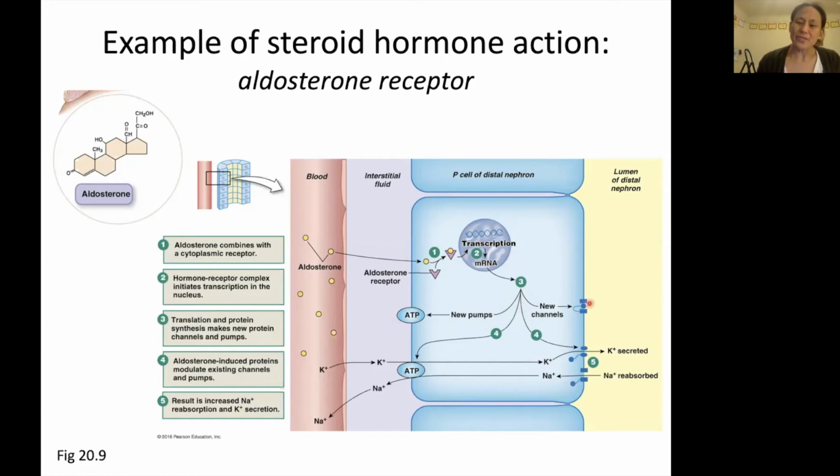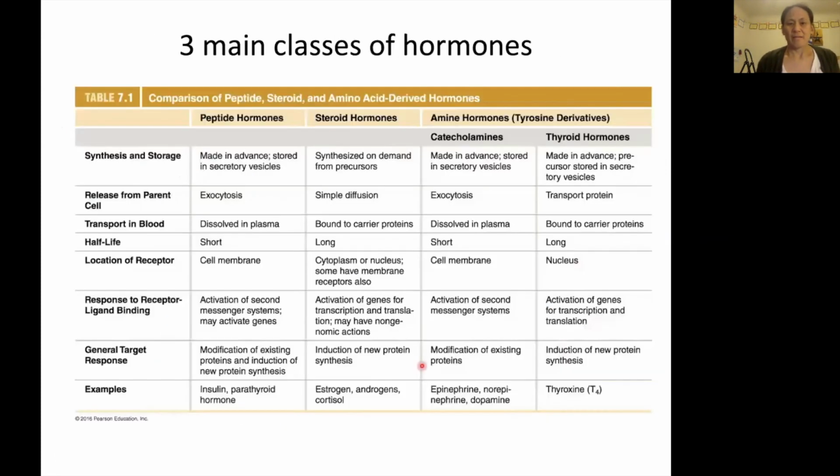Those new pumps and new channels are going to be inserted into the membrane of this cell, and that's going to have an effect on what ions are able to cross this cell. So in this example, I'm not going to go into the details, but because we're adding these new channels here, it's going to allow this cell to absorb more sodium. Okay, so that wraps up our discussion of steroid hormones.